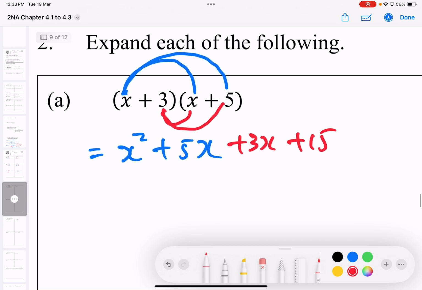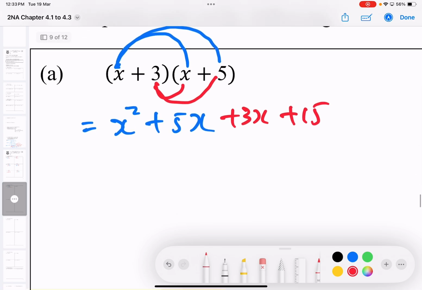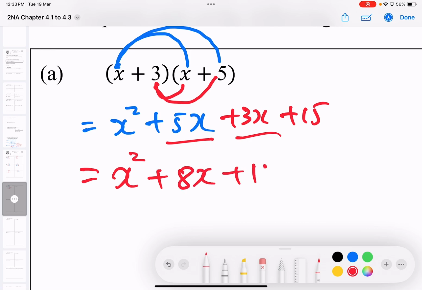Is that okay? So this one we do two parts. You ignore the 3 first, then you ignore the x. So what does this simplify to? This one and this one are like terms, so I'm going to get x squared plus 8x plus 15. Okay, so this is my final answer.